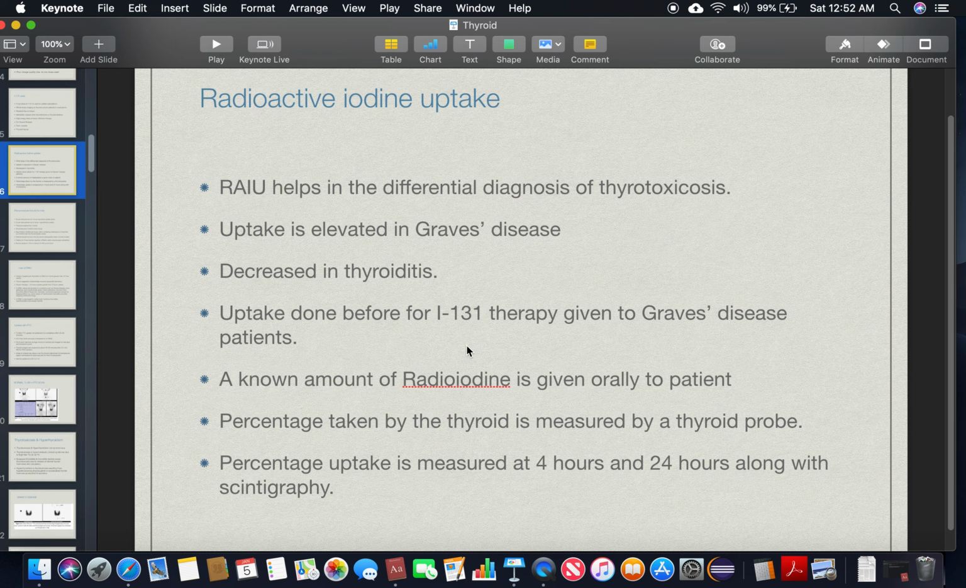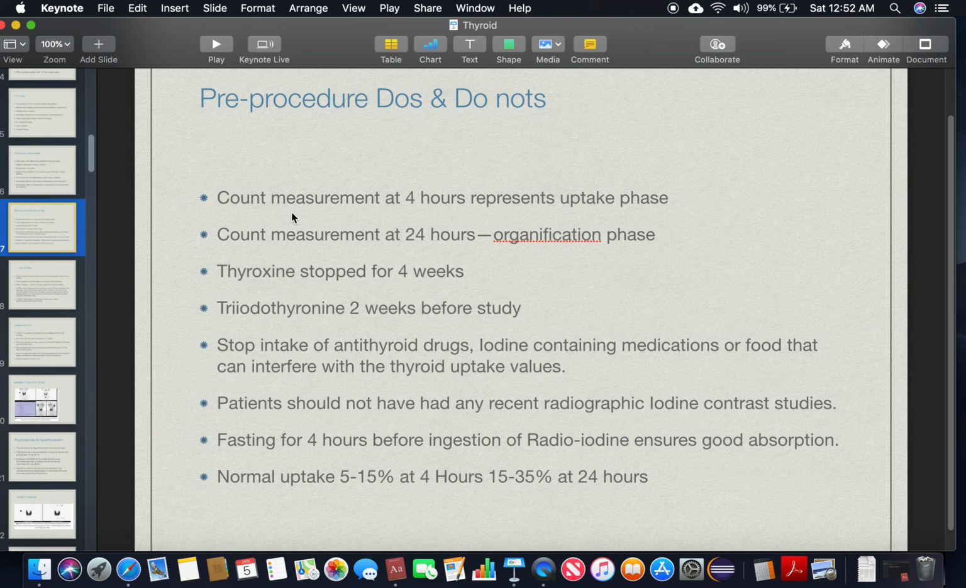So a known amount of radioiodine is given orally, and then the percentage taken up by the thyroid is measured by a thyroid probe, and uptake values are obtained at 4 hours and 24 hours along with scintigraphy. Now, the count measurement at 4 hours represents the uptake phase, whereas the 24-hour count signifies the organification phase. Some do's and don'ts related to the procedure. It is a good idea to stop thyroxine for 4 weeks, T3 for 2 weeks.